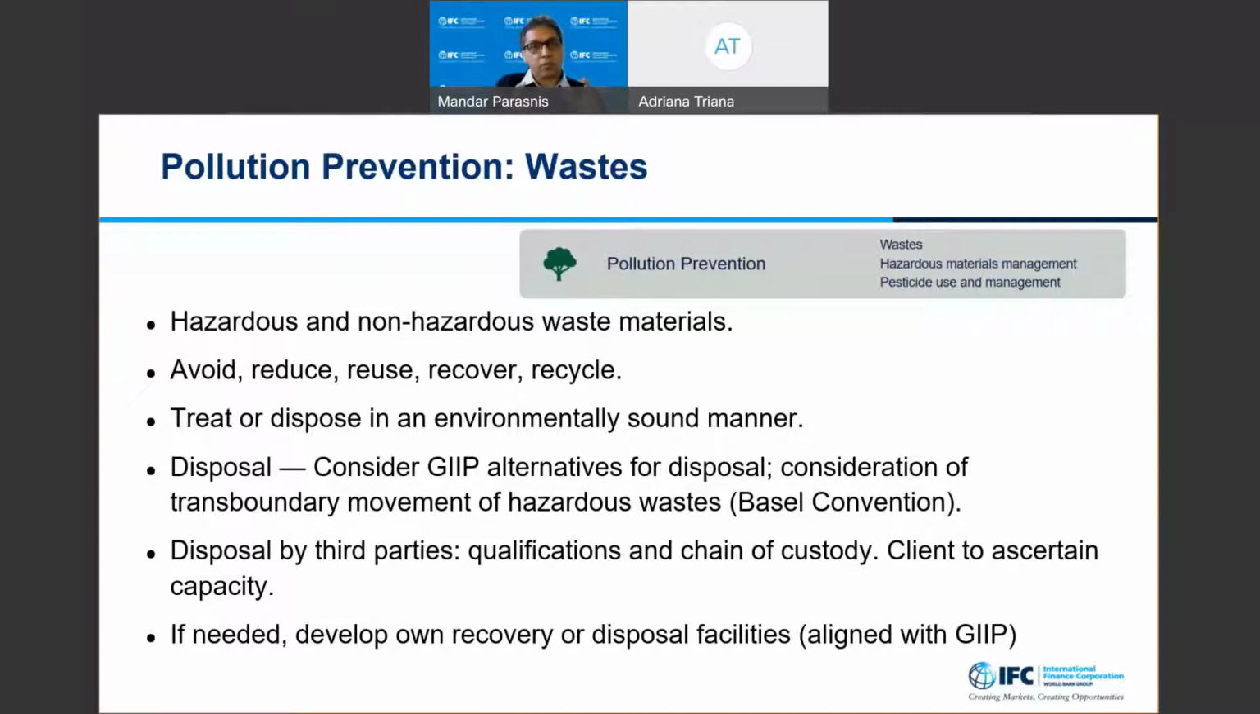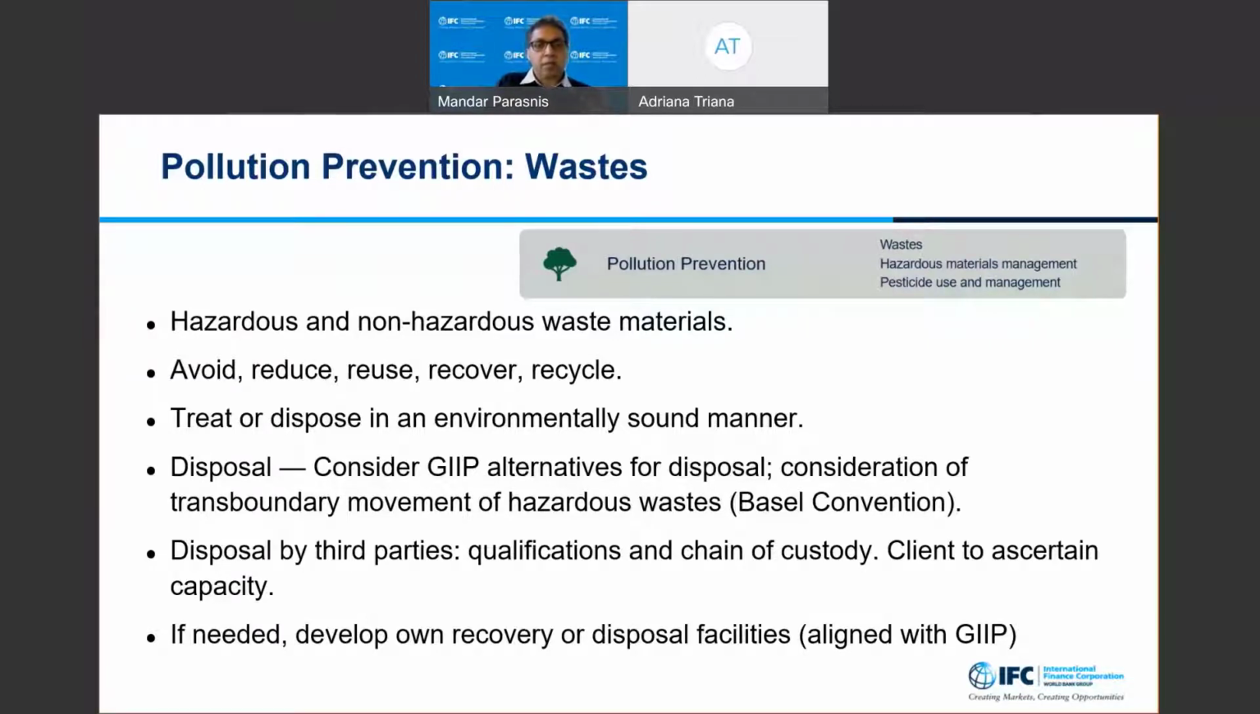And if disposal is unavoidable, then also look at the local regulations, the GIIP, and in case there are any other international conventions, like the Basel Convention, coming into play if you are sending the waste to another country, we have to also look at all those aspects.